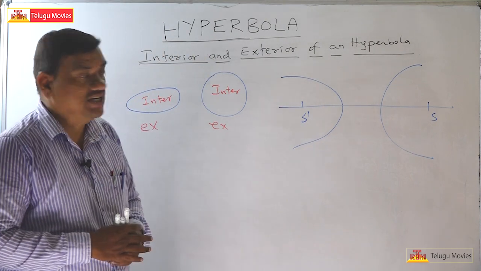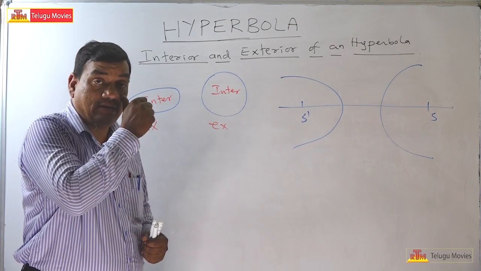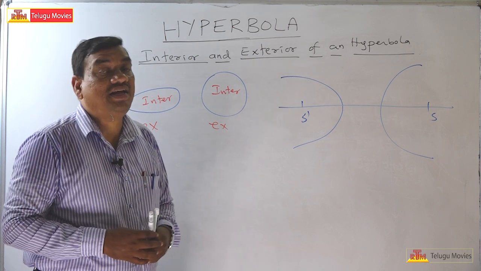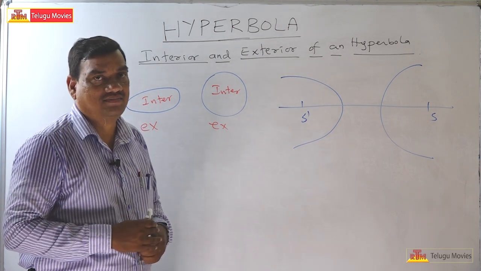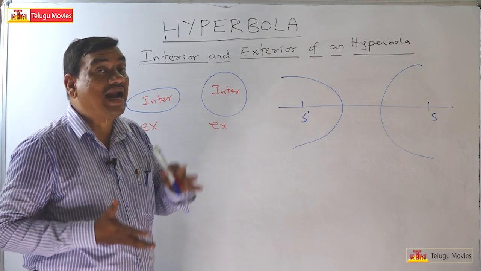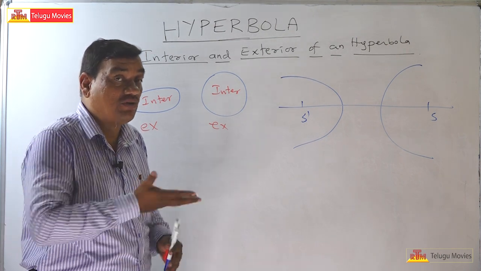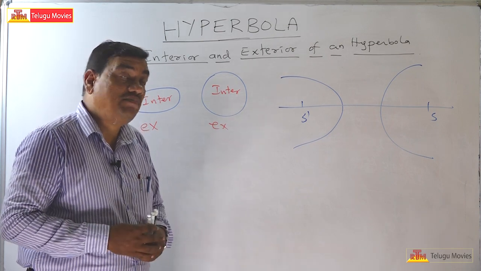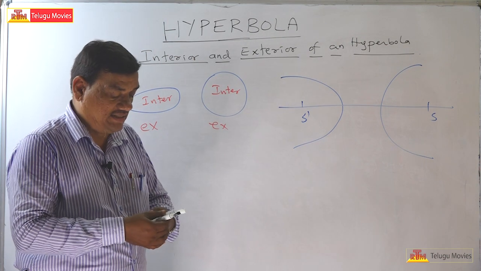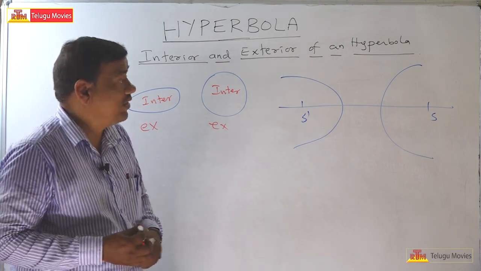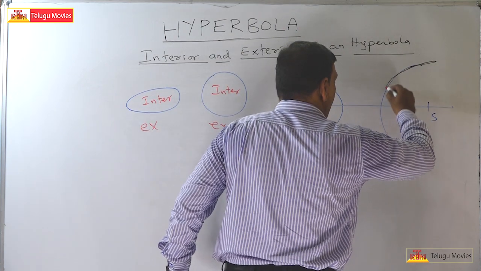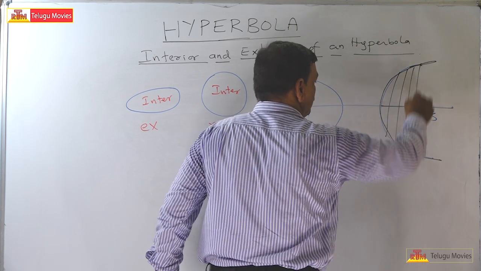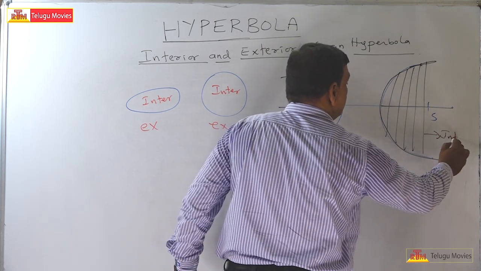The first definition is the region between the curve and the axis. By axis, I mean the axis which intersects the curve, that means here the transverse axis. See here, what is the region between the curve and axis? This is the curve and this is the axis. So this is the region. This is defined as interior.